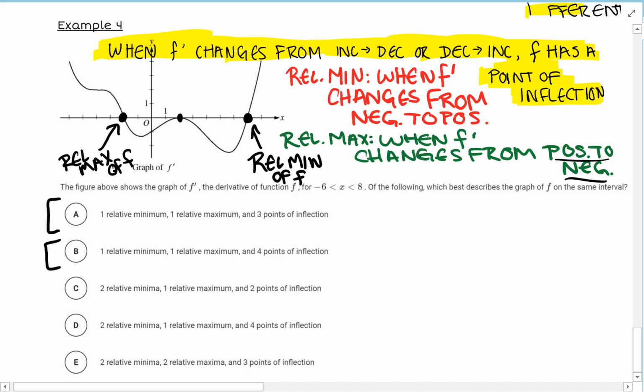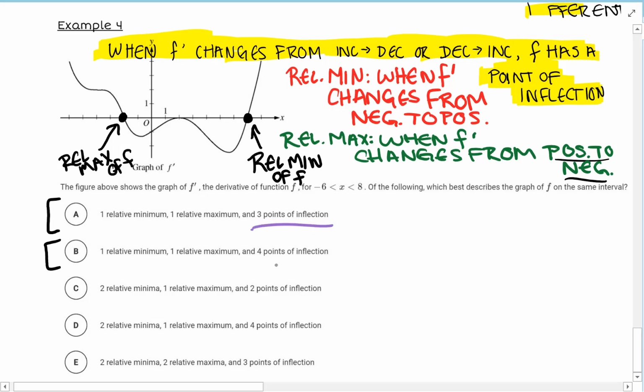But wait, what about x equals 2? Is that a relative max or min? No, because the values of f prime did not change from negative to positive. They went to 0 and then back to negative. We only have relative extrema when f prime changes sign.